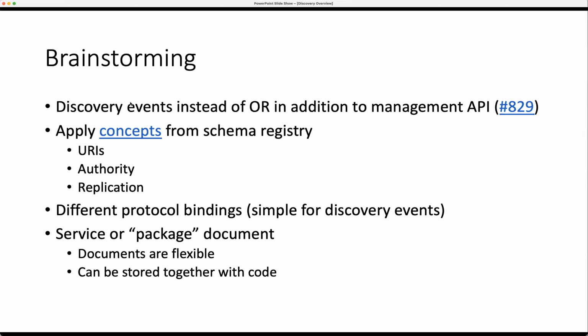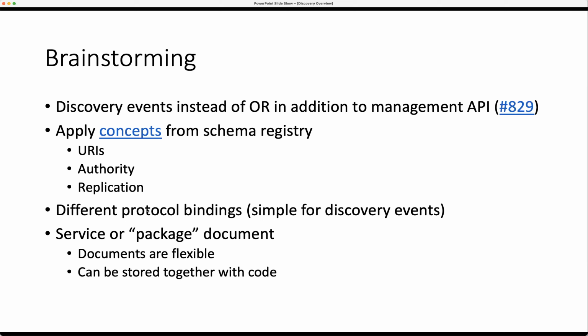It could be nice because we would reuse all the CloudEvents interop we already have regarding protocol mappings, bindings, and things like this. So I also wonder if we could somehow apply concepts that are already in place in the schema registry, like the schema URIs that are used in there, or this notion of authority, the different replication scenarios mentioned in there. I think some of those concepts could also be used for discovery.